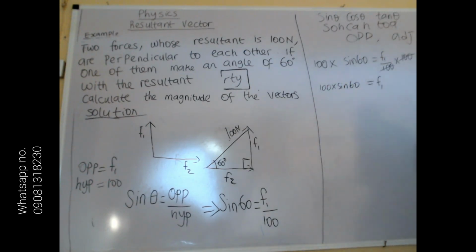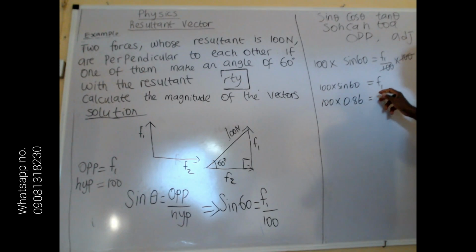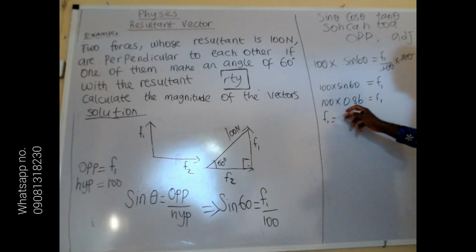Sine 60 will give us 0.86. So F1 becomes 86 Newton approximately.